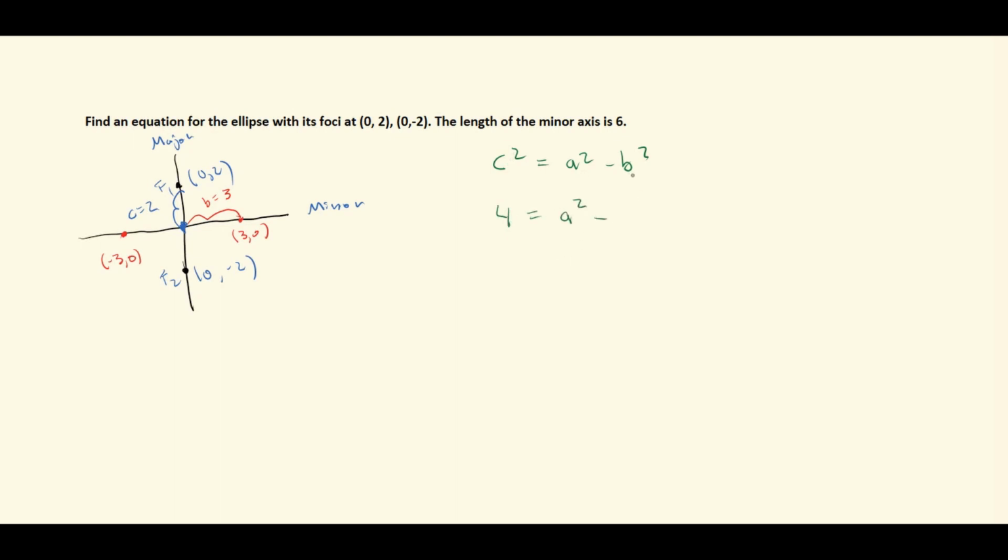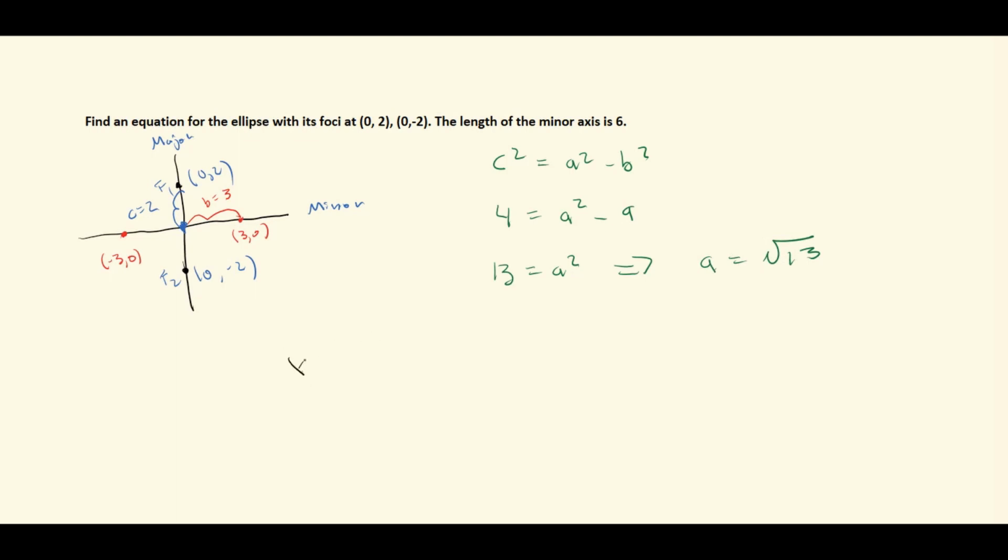Then we have minus b squared, b is 3, 3 squared is 9. So now we'll go ahead and add 9 to both sides of the equation, giving us 13 is equal to a squared. And then taking the square root of both sides, we get a is equal to the square root of 13. Alright, so we're asked to find an equation. We can go ahead and do that now.